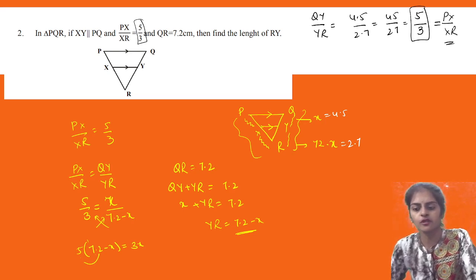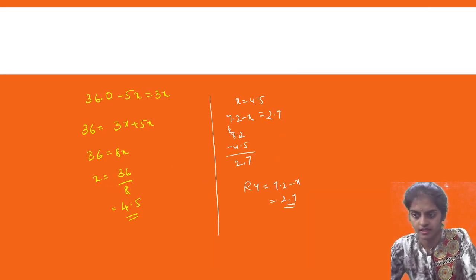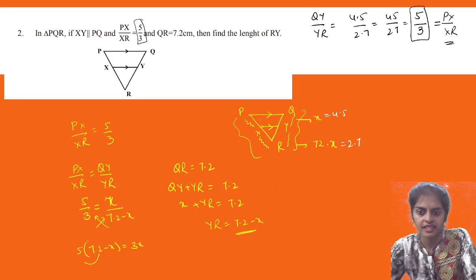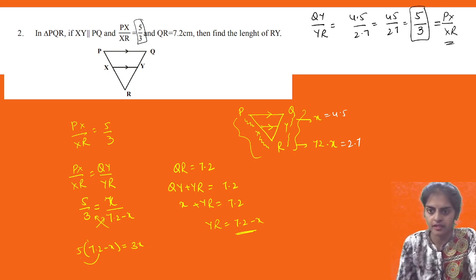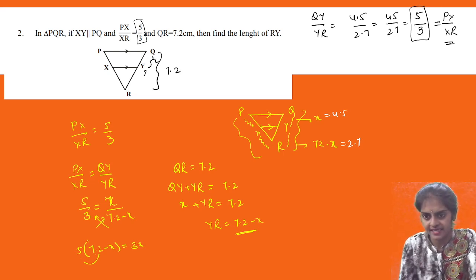Okay, so you now found out the value of RY. Did you understand? PX by XR ratio is given. Using BPT, PX by XR is equal to QY by YR. Substituting the values, we don't know QY value, we don't know YR value, but we know QR value. We know total QR is 7.2. So if I am taking this as x, this will be 7.2 minus x.